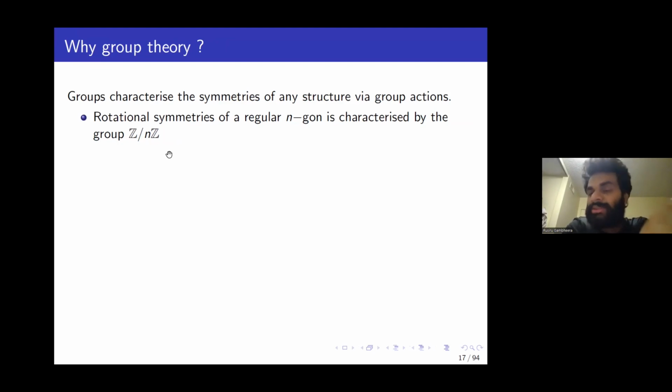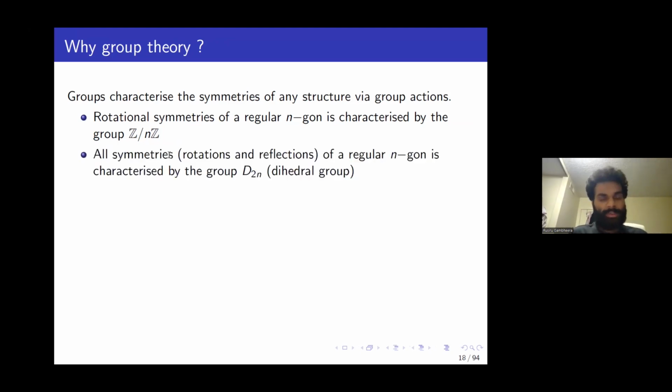That means we are considering the remainder when things are divided by n, because if you go a full circle, it's the same as doing nothing, right? That's why we are only considering the remainder. In regular n-gons, rotations are not the only type of symmetries. There are also reflections. We can put together all of these possible symmetries, and that will give us what we call the dihedral group.